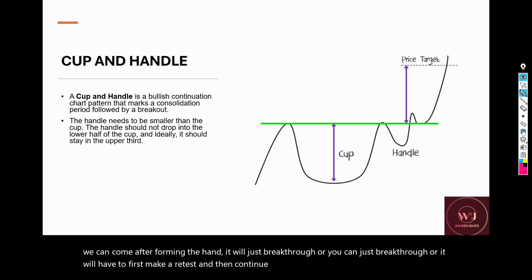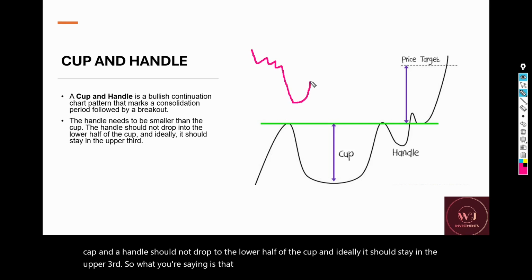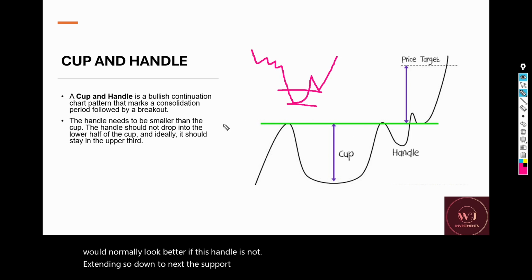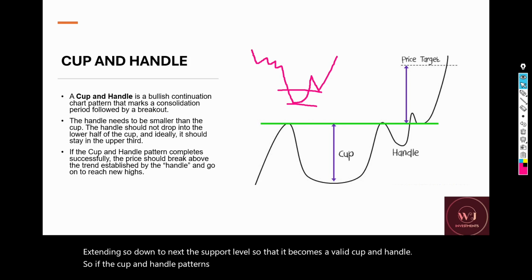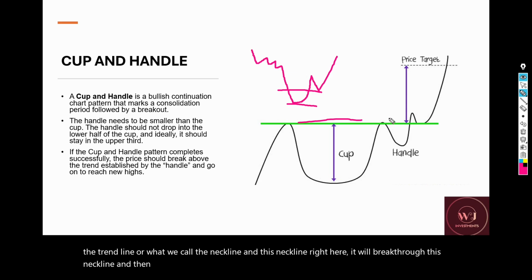So the handle needs to be smaller than the cup, and the handle should not drop to the lower half of the cup, and ideally it should stay in the upper third. So what we're saying is that if you are on a downtrend, then you get your cup, it would normally look better if this handle is not extending so far down to the support level, so that it becomes a valid cup and handle. So if the cup and handle pattern is completed successfully, the price should break above the trend line, or what we call the neckline. And this neckline right here will break through, and then the price will continue to go higher. Okay.